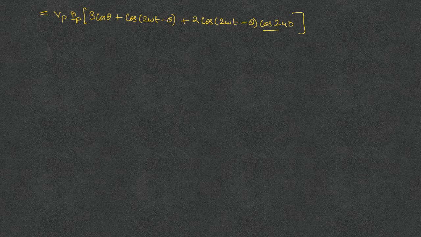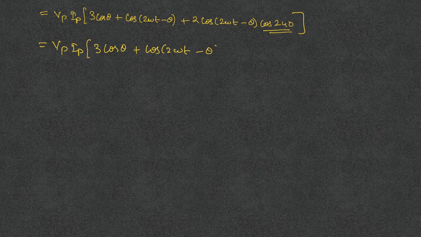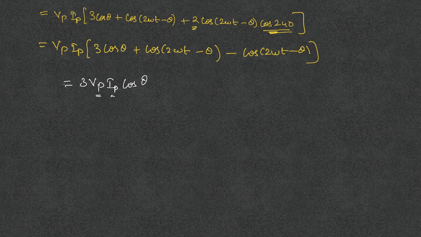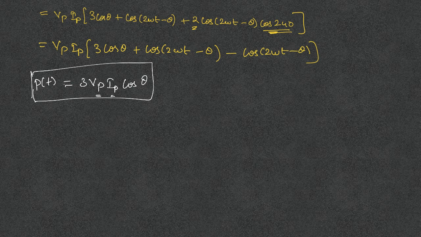Now here cos 240 is minus 1 by 2. So this you will get as VP IP times 3 cos theta plus cos 2 omega t minus theta, and this will be 2 into minus 1 by 2, which is minus 1. So minus cos 2 omega t minus theta. So you're getting the final expression as 3 VP IP into cos theta. VP and IP are the RMS phase values. So you're getting the instantaneous power as this value. So you can see that it is not a pulsating quantity but it is a constant value.